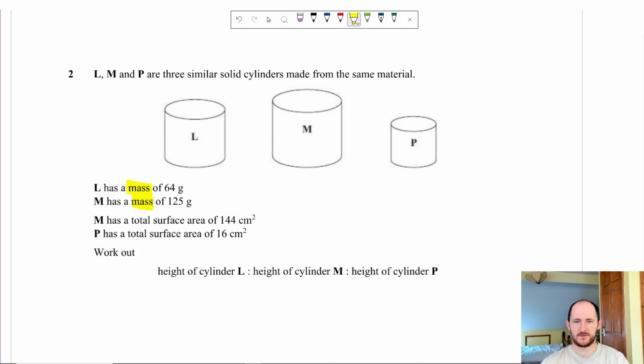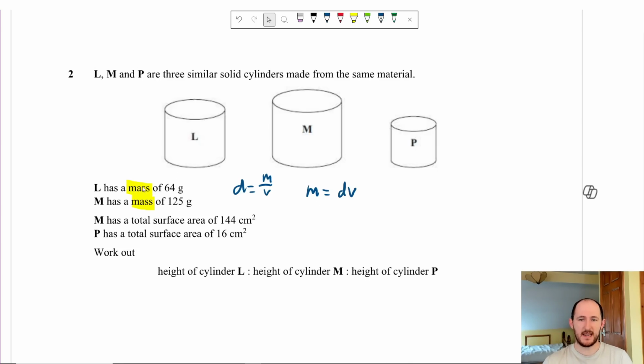Now, if you think of your physics knowledge, and your maths knowledge, I suppose, remember that density is mass over volume, which means mass is density times volume. Now, because they're made from the same material, this means that mass and volume are both proportional to each other. So, for example, if I double the volume, I double the mass. If I triple the volume, I triple the mass. But also, if I triple the mass, I triple the volume, because they're the same material. So the mass and volume are directly proportional.